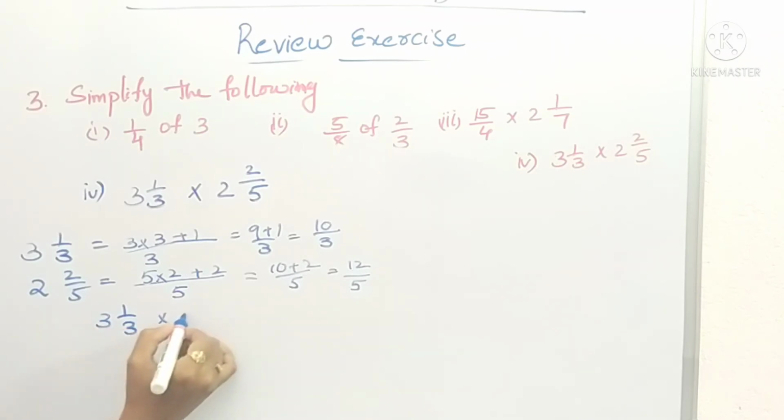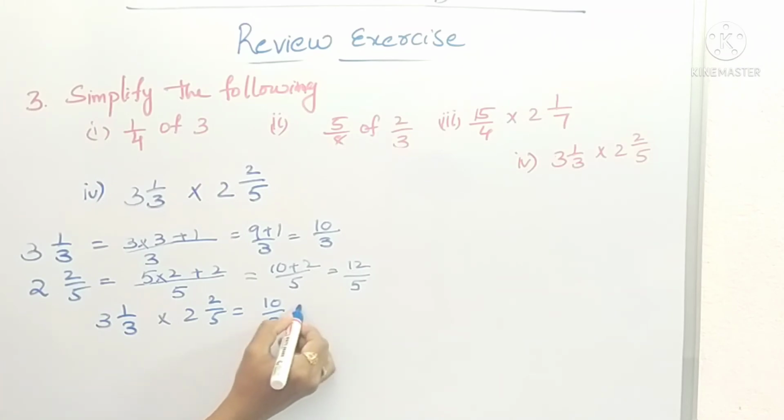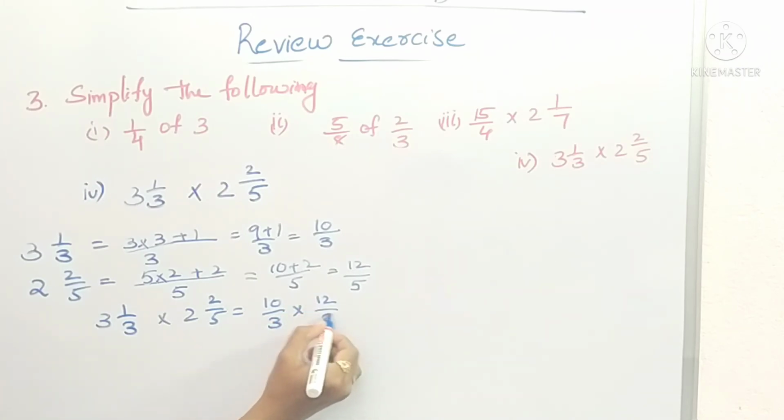So 3 1 by 3 into 2 2 by 5 is equal to 10 by 3 into 12 by 5. Here multiply both the numerators, 10 into 12 by 3 into 5. So this is 120 by 15. After doing cancellations, 3 5s are 15 and 3 4s are 12.